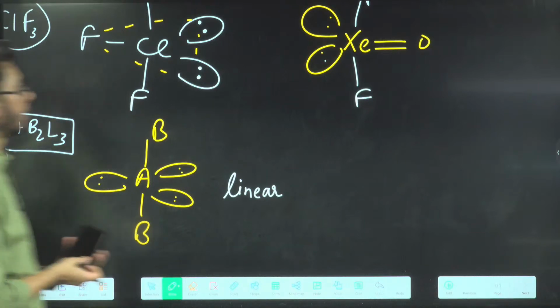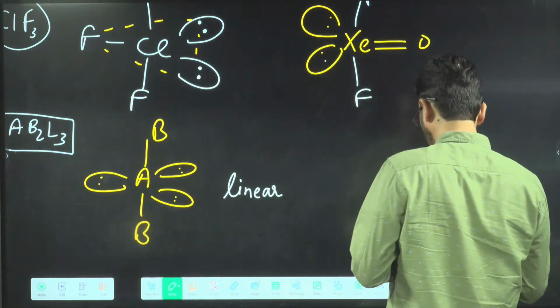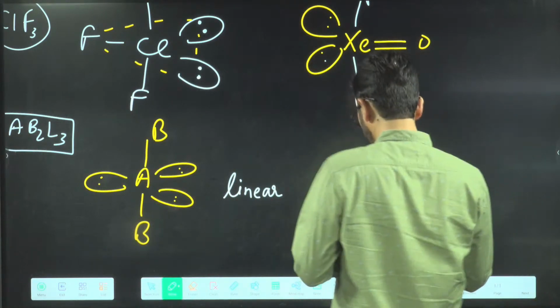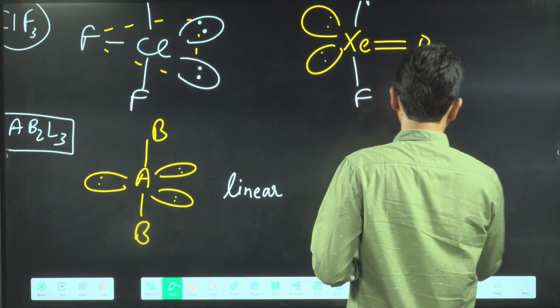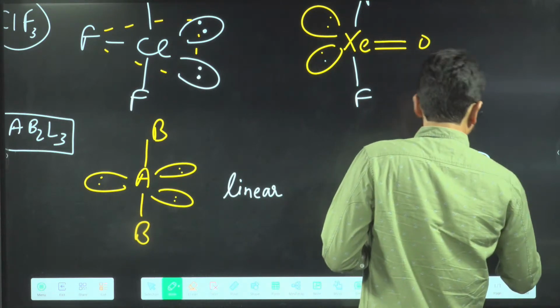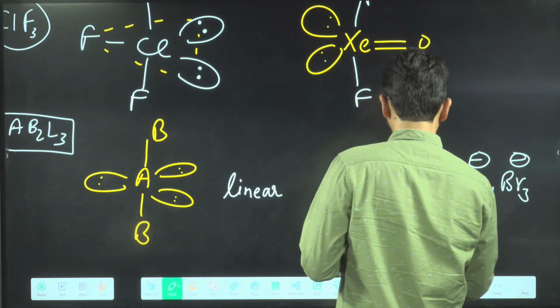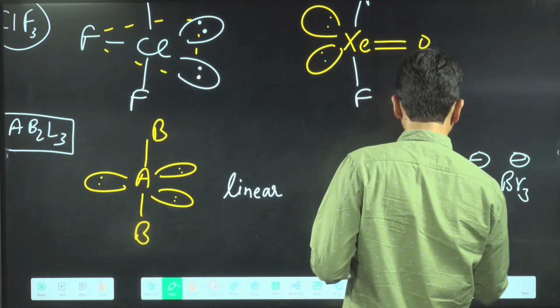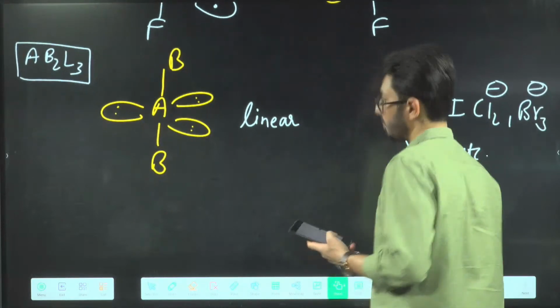AB2L3 type structure. Examples I'll give. One example is I3-, ICl2-, Br3- is also possible, XeF2. These are some examples of AB2L3 type structure.